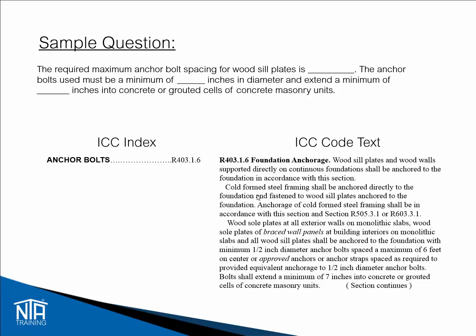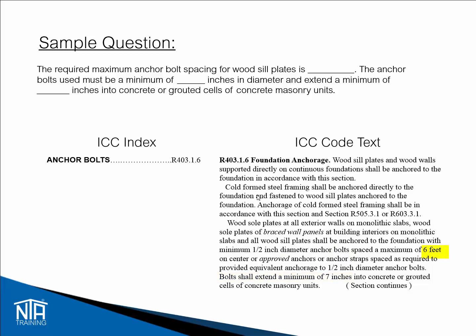In the third paragraph, you will find that the required anchor bolt spacing is 6 feet on center. This takes care of the first part of the question. Continue reading this paragraph and, if necessary, reread the question to remind yourself of the other information you need. The second part of the question is asking what the minimum diameter is of the anchor bolt and how far it has to extend into concrete or grouted cells of concrete masonry units. Again, in the third paragraph, you will find that half-inch diameter anchor bolts are required, and that they are to extend a minimum of 7 inches into the concrete or grouted cells of concrete masonry units. Now you have the complete answer.